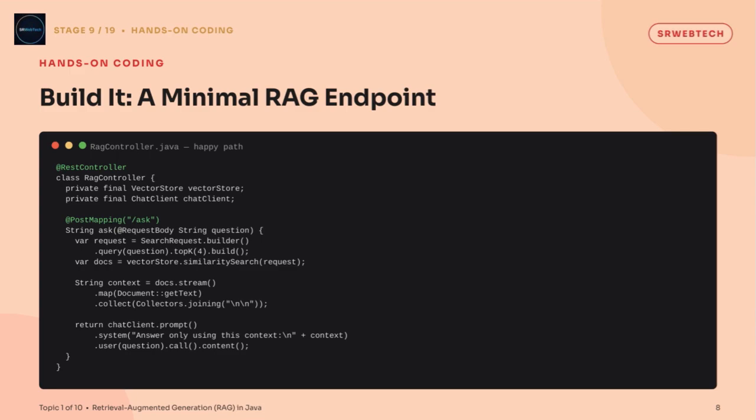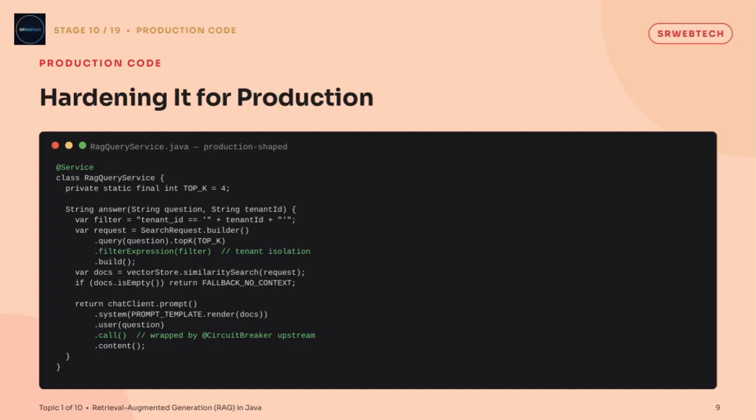Now, let's dive into how Retrieval-Augmented Generation, or RAG, looks in Java. This snippet shows a service class designed for production use. It handles tenant isolation by filtering queries, ensuring each tenant only accesses their own data. The service searches for the most relevant documents, then uses them to craft a precise response. Notice the fallback for empty results and the circuit breaker pattern for resilience. This is how we harden RAG for real-world, production-ready applications.